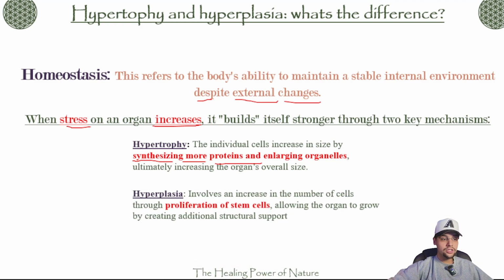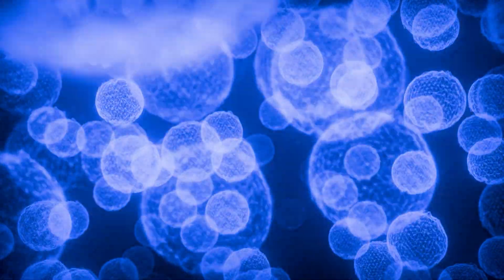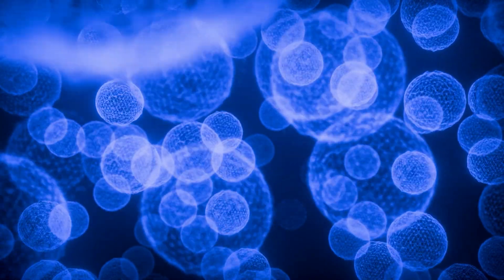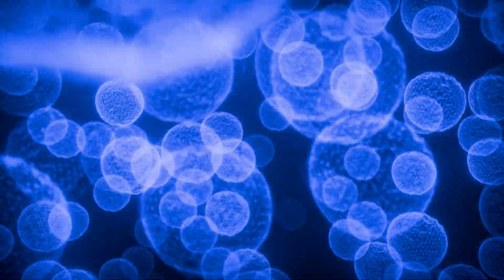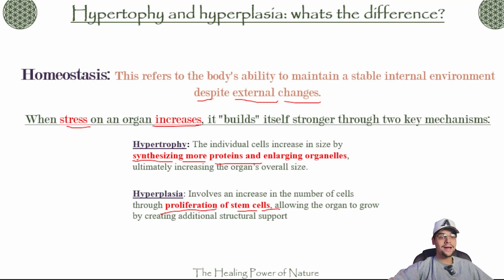Additionally, hyperplasia could be thought about as adding new rooms to the house. Biologically speaking, this involves an increase in the number of cells, okay? How does this happen? Through proliferation of stem cells, all right? These are very important. You recognize the differences here. This will allow the organ to grow by creating additional structural support.